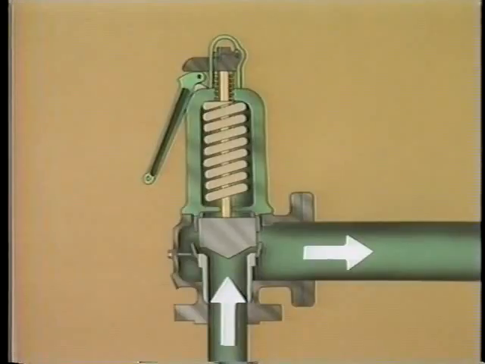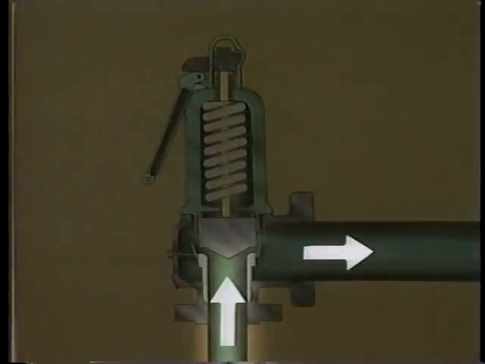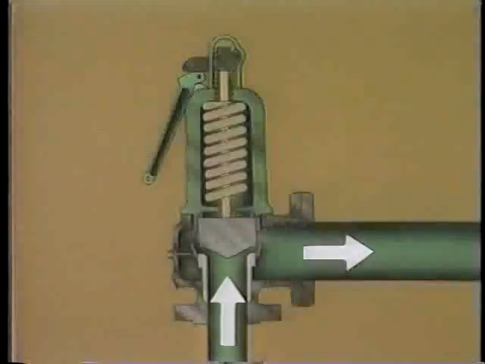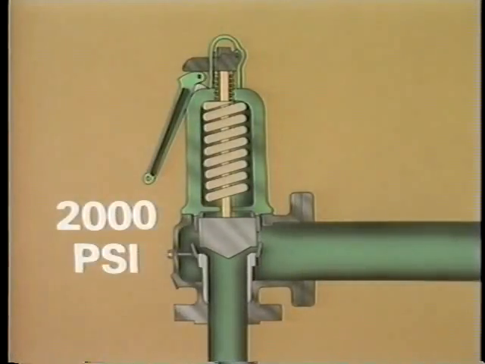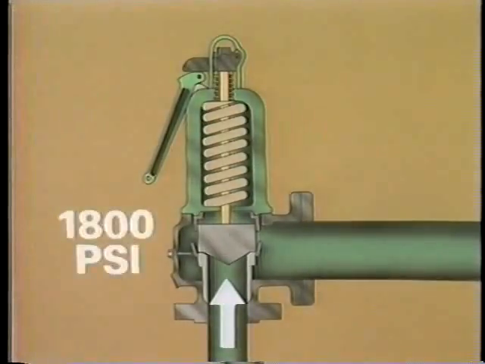Most safety valves are designed to close automatically. In order for a safety valve to automatically close, the pressure in the component must drop to a value below the popping pressure. For example, this safety valve is set to lift when pressure exerted at the inlet exceeds 2,000 psi. To close automatically, the pressure in the component must drop below 1,800 psi.